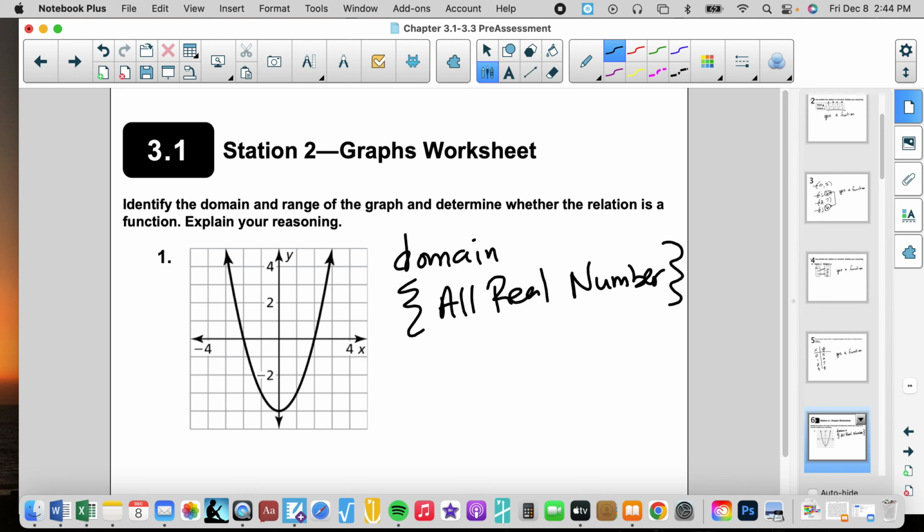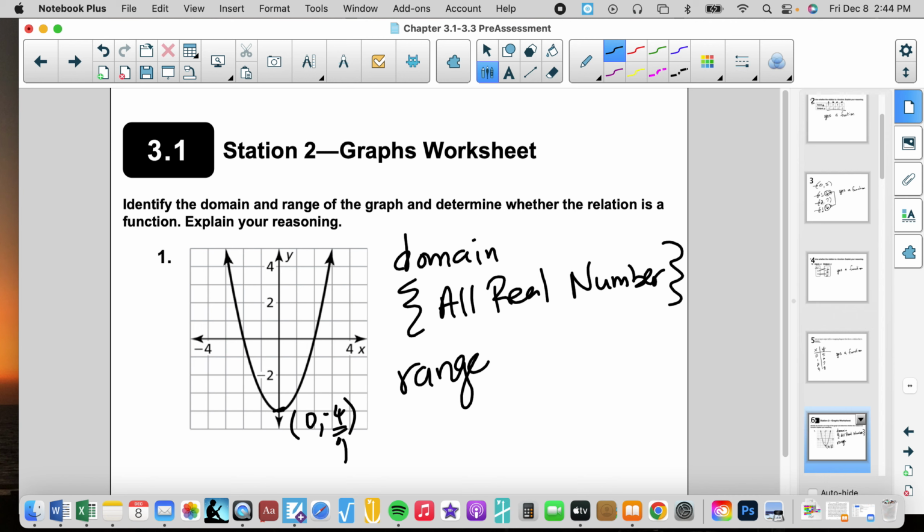Now my range has some limits because it's never going to go below here. It'll go here, it'll be a point, that is a coordinate, that value is 0, -4. But since I'm on my range, I'm on the y-axis, what is my lowest y value?